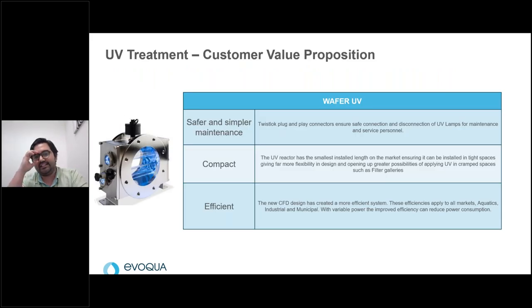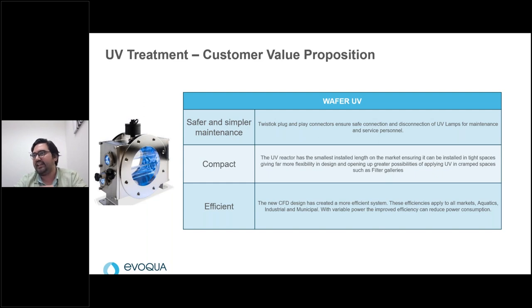So these are some of the customer value propositions, the benefits of our UV system. We have the most compact design of UV system in the market, medium pressure UV. It's safe and simple to maintain. All the features, the sensor, the wiper system, all come with a twist lock function, easy for replacement and maintenance. Our system is the most compact in the market.